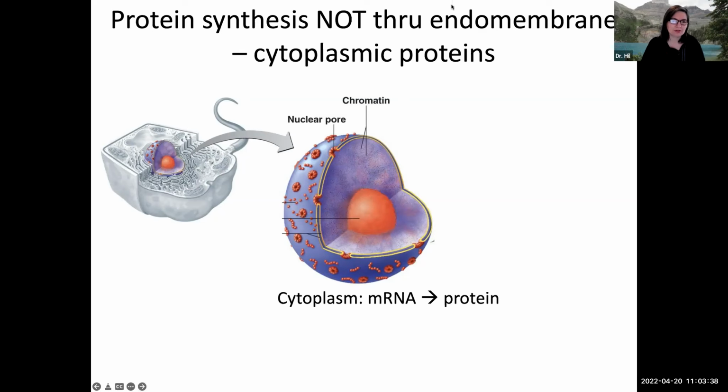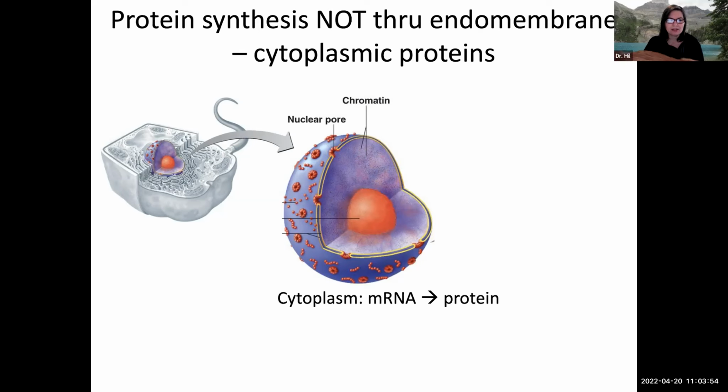So let's suppose here's the cell, and let's suppose we wanted to make some actin, right? That's a protein that's going to live in the cytoplasm of the cell. It's going to be inside the cell forever. It's not going to go outside. It's just going to live inside and have its function there.